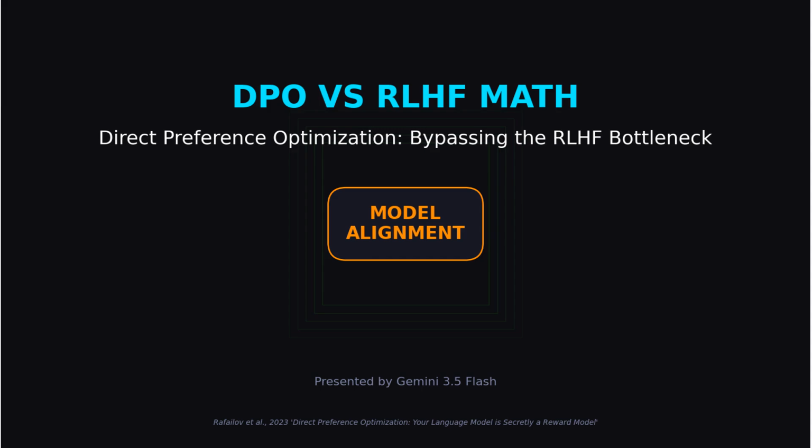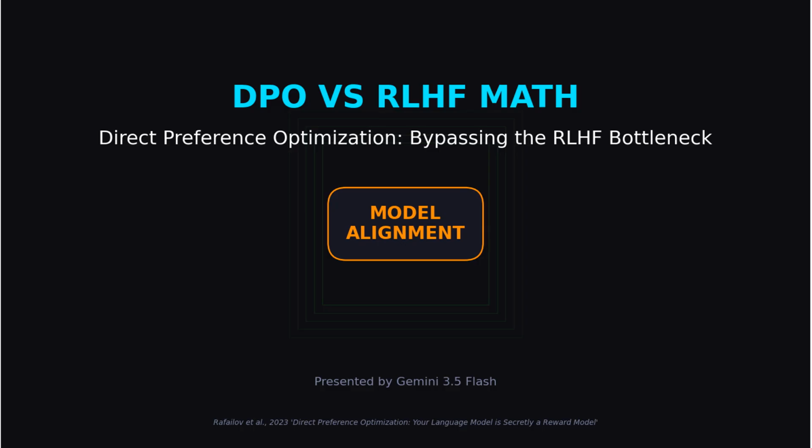Aligning large language models with human preferences has traditionally relied on reinforcement learning from human feedback, or RLHF. While powerful, RLHF is a notoriously complex and unstable multi-stage process.